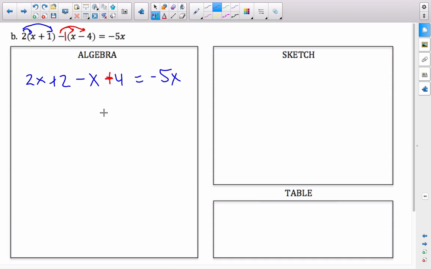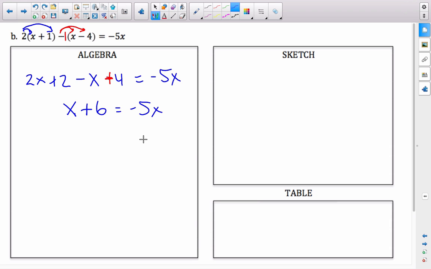Excellent. I like that better. Okay. Super. We're on to something here. And so then we collect like terms. I'm going to simplify this side. I get 2x minus an x is an x, and a 2 plus 4 is 6 minus 5x.